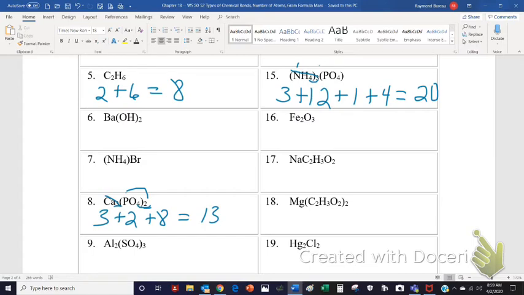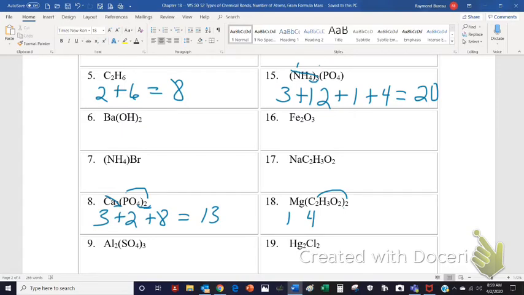Number 18. Magnesium, carbon, hydrogen, and oxygen. All right, magnesium's all by itself. It doesn't have a subscript, and it's not inside the parentheses, so it doesn't get this 2 right here. So 1 magnesium. Carbon is C2 times 2, so 4 carbons.